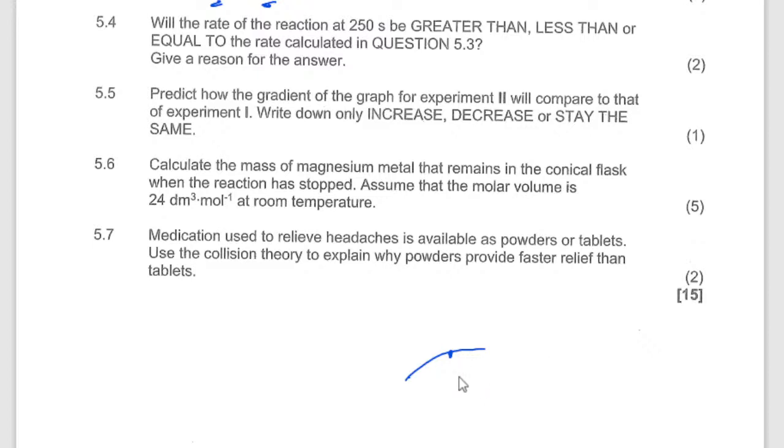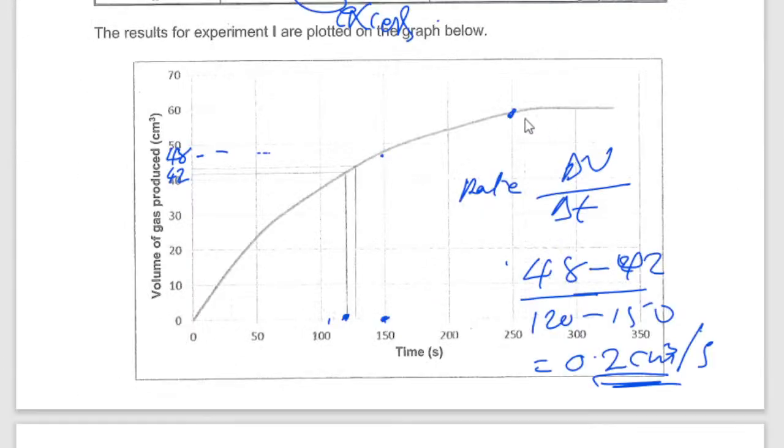Why? Because the steepness, or the gradient, is less than at 120. The steepness at 250, if you look at it here, is not as great as at 120, you see. So the increase is there, but not that much. Therefore, the answer is going to be less than. Then we go to the next question.